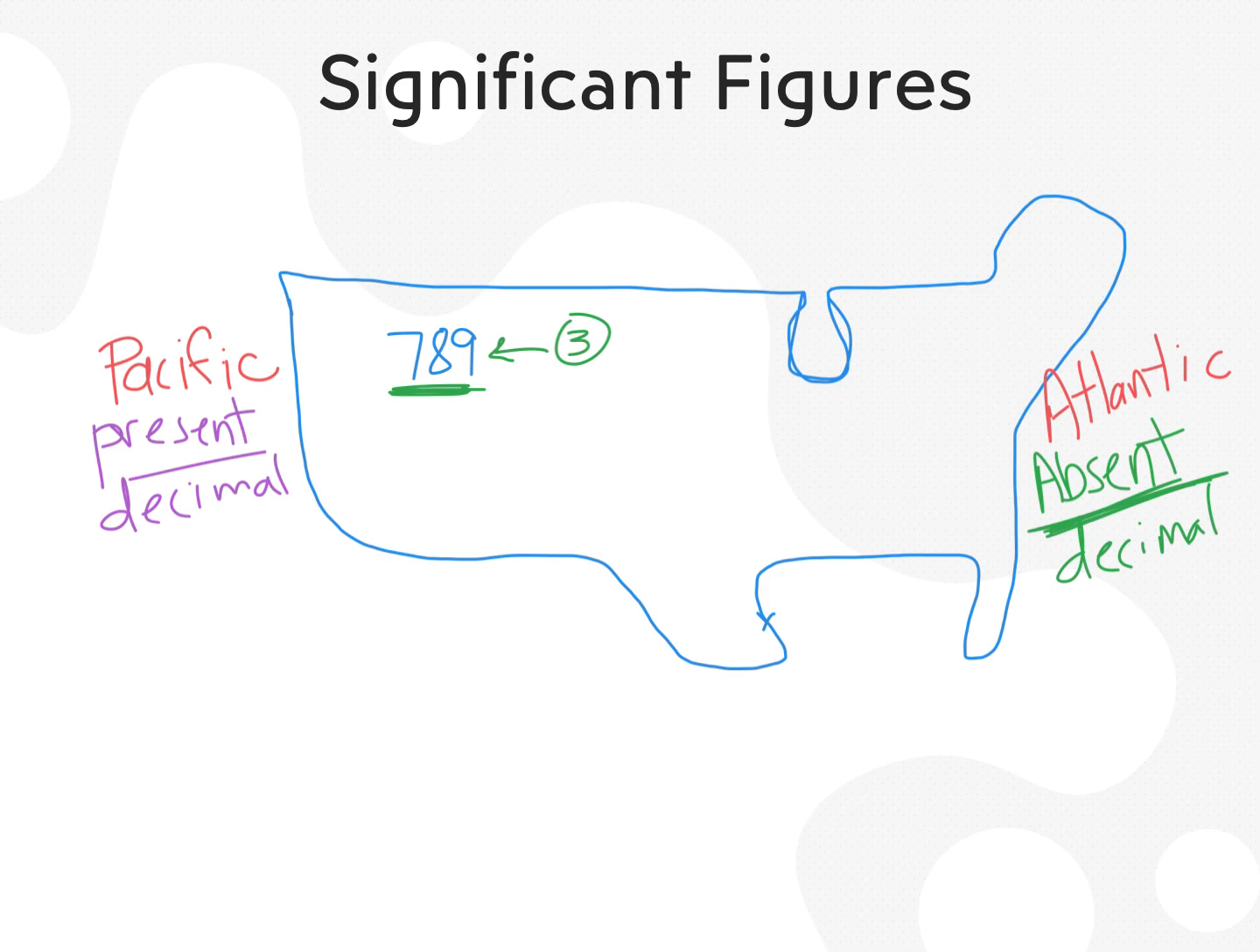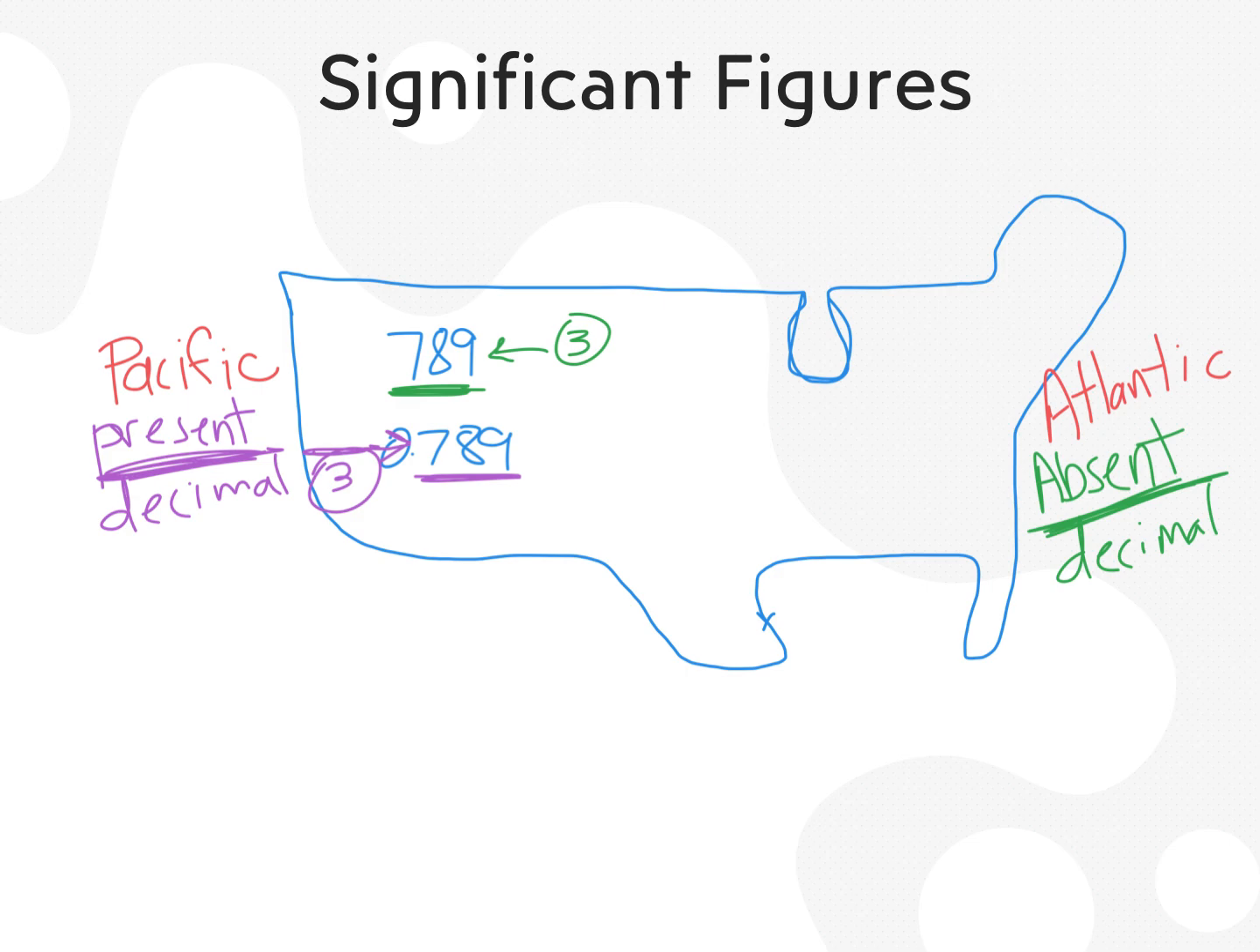If I had something like 0.789, this time there is a decimal. The decimal is present. So I'm going to come in on the Pacific Ocean side of the number and then stop when I get to the number that is not 0 and count everything that's left. So this one has 3 significant figures. There are 3 digits left after I've gotten to the first non-zero integer.